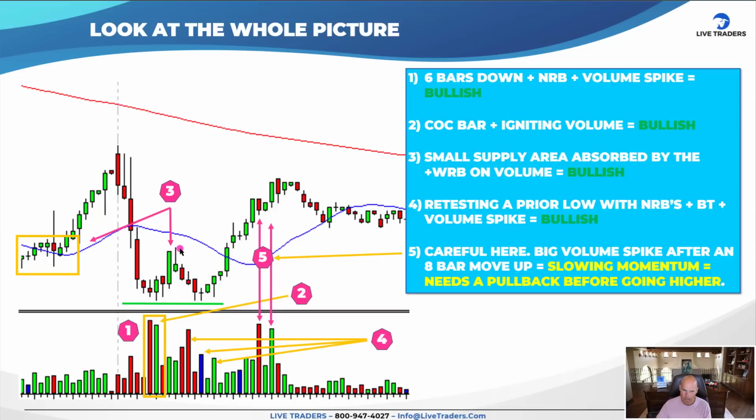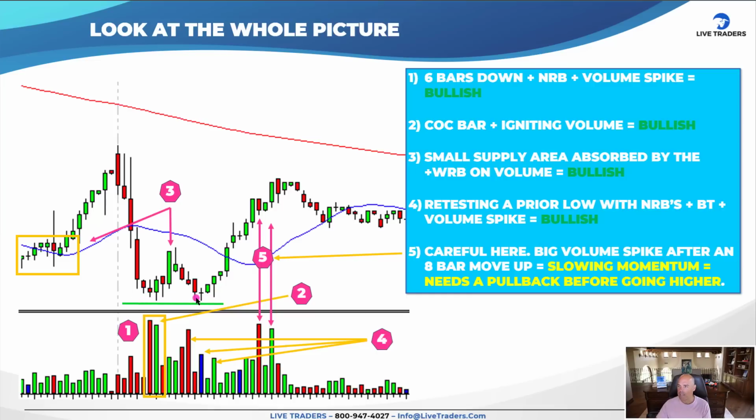Now, why do we get a topping tail here? Number 3, small supply area absorbed by the wide range bar on volume. So what's happening? This is that supply area, that crappy area. It's getting absorbed. Right? We're penetrating deep into enemy territory, but it's a tough spot. Sellers are committed. So you get a topping tail, pulls back, but what happens? It does not put in a lower low.